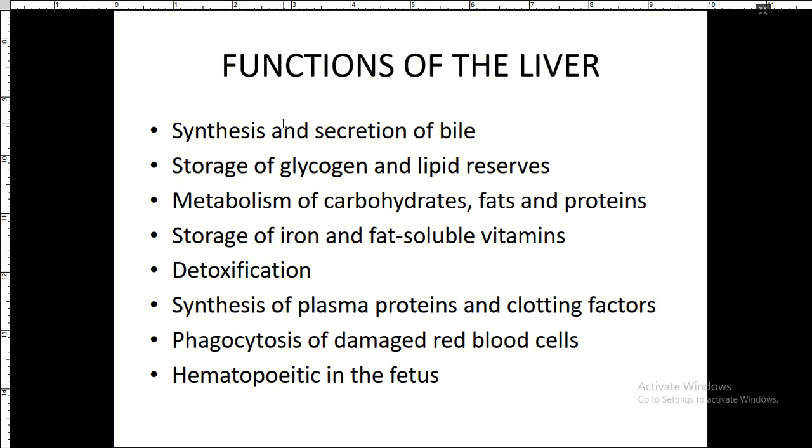Metabolism of carbohydrates, fats, and proteins, as well as storage of ferritin, which is iron, detoxification, and synthesis of plasma proteins, albumin, and clotting proteins, very important, right? They also phagocytose damaged red blood cells, producing the bile from bilirubin. And in utero, the liver is a hematopoietic organ, which means it produces red blood cells.